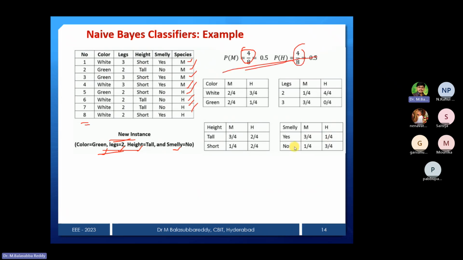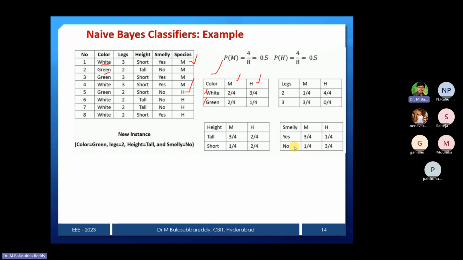So now we get two things, first P(M). Now we go for each feature probability. Instead of S and no, we use M species and H species. How many times is the M species when the color is white, and similarly when the color is green? This table will give the species M probability and the species H probability when the color is white and when the color is green.